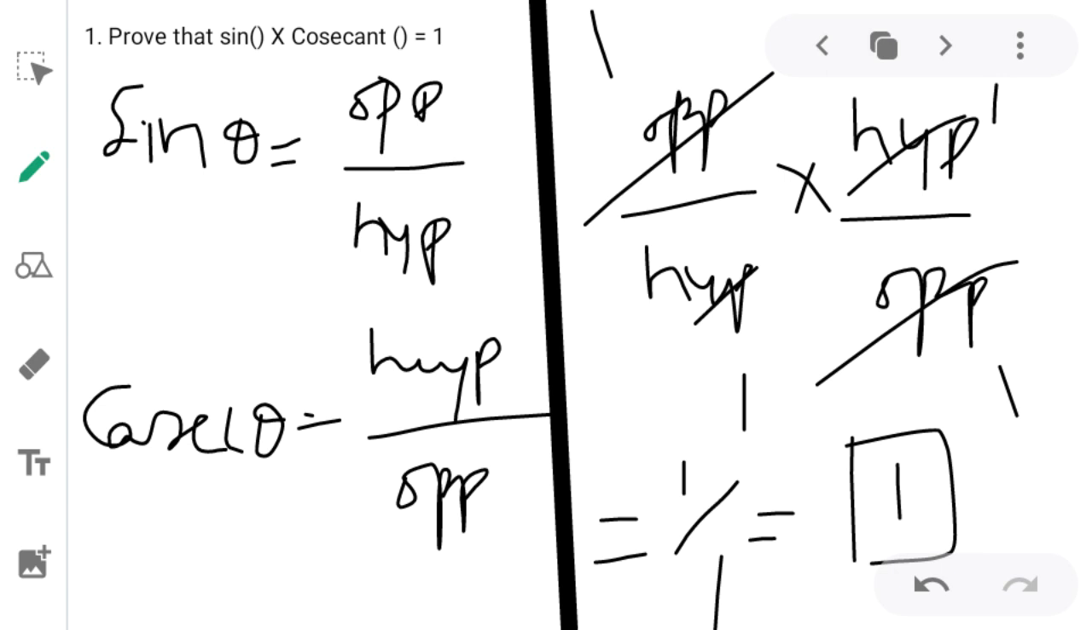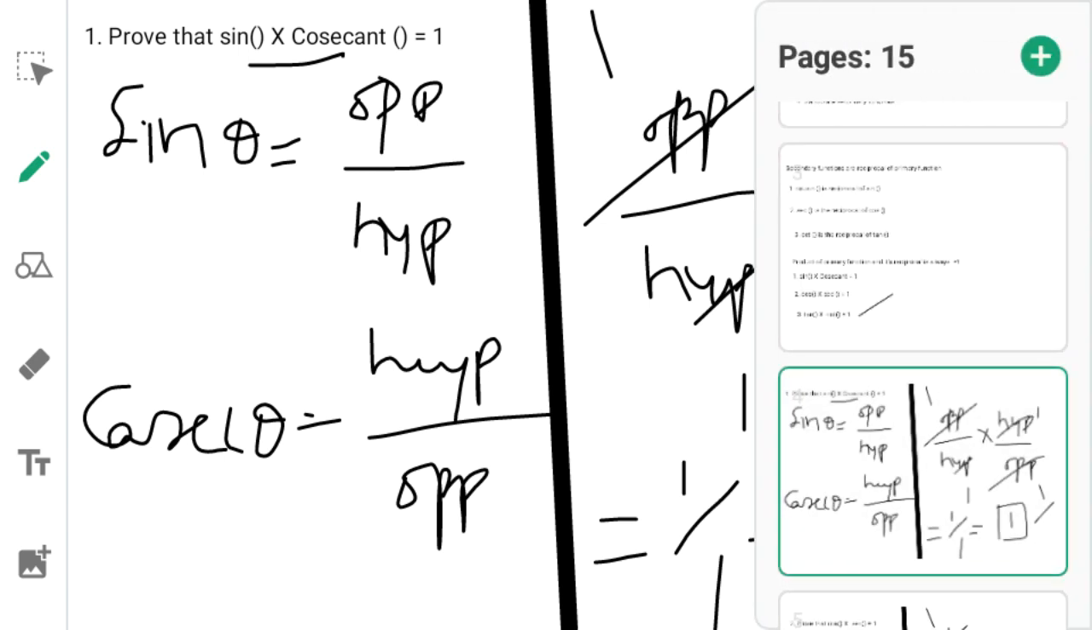1. That means we have proven that sin theta into cosecant theta is 1. The product of the primary set and its reciprocal is always 1.